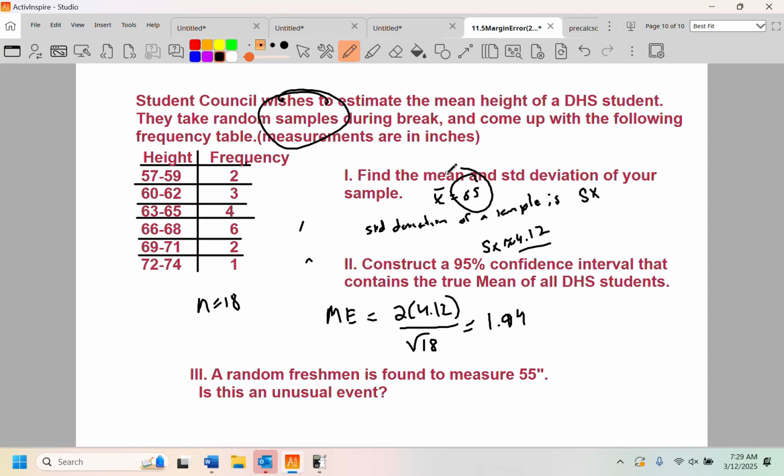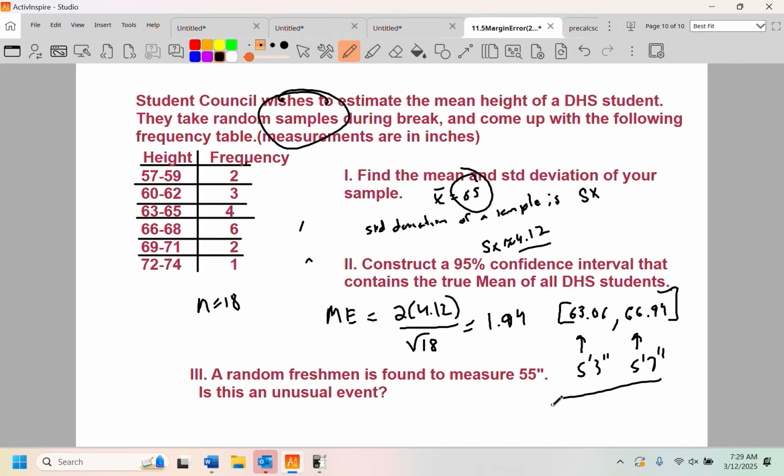All right, so here's our mean. 65 minus that, 63.06. And 65 plus that is 66.94. Kind of short, isn't it? That, for future reference, that's 5 foot 3 inches. And that's 5 foot almost 7 inches. That's actually probably about right, believe it or not. My guess is the standard deviation's off a little too much. It should probably be higher. But I guarantee you the true average height of all DHS students is somewhere in between that range.